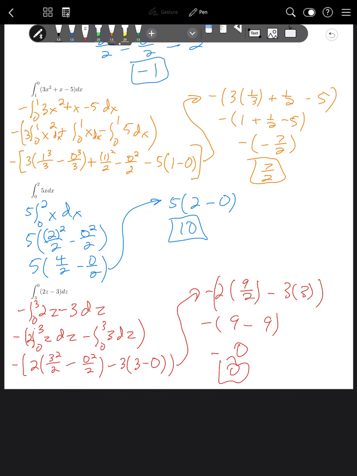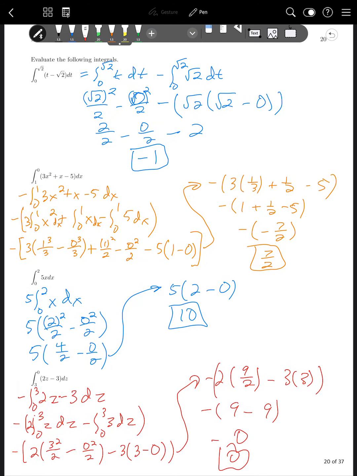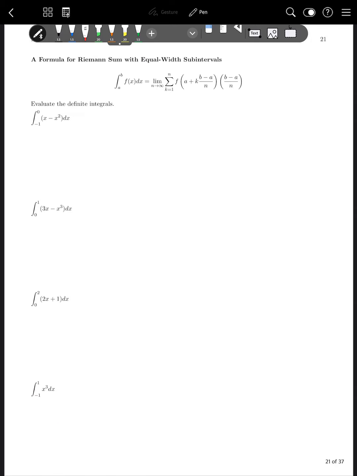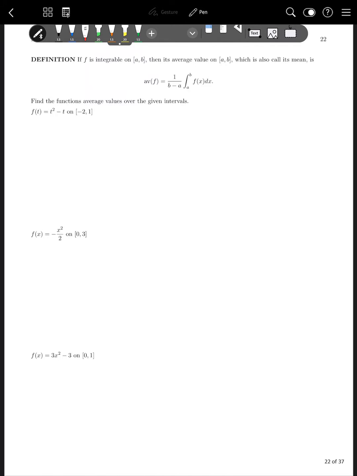Okay, so that's the value of that integral. Now, the next thing we need to talk about is, well, what about more complicated ones here? So far the only way we know how to do calculus with these is by using the limit of a Riemann sum. Well, we can do that here too with these.